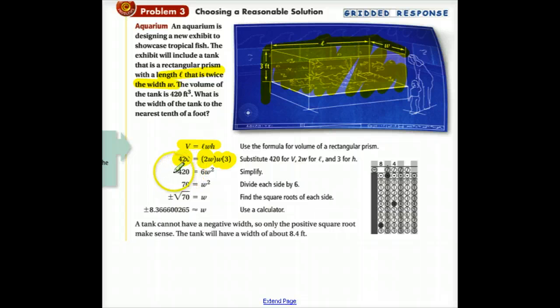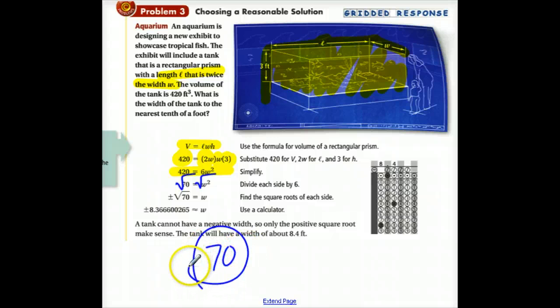So altogether this is 420 equals 6w squared. I can divide both sides by 6. 70 equals w squared. Do the square root. I get positive or negative square root of 70. Now, this is where you need to think about your answer. We do not want a dimension of our tank to be negative. So in this case, the only solution that works is the positive square root of 70.